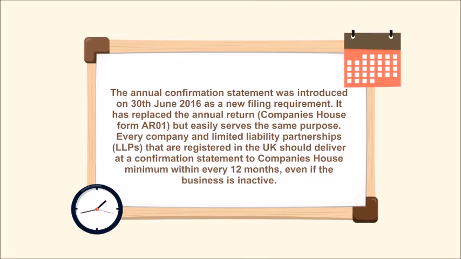Every company and limited liability partnership, LLP, that is registered in the UK should deliver a confirmation statement to Companies House at minimum within every 12 months, even if the business is inactive.